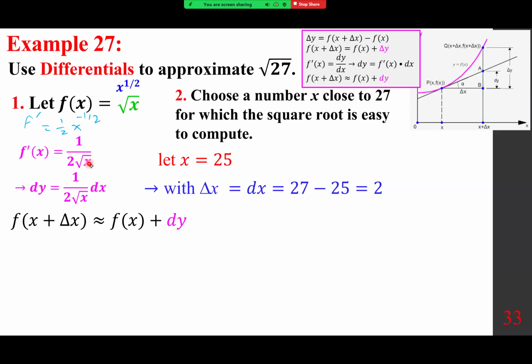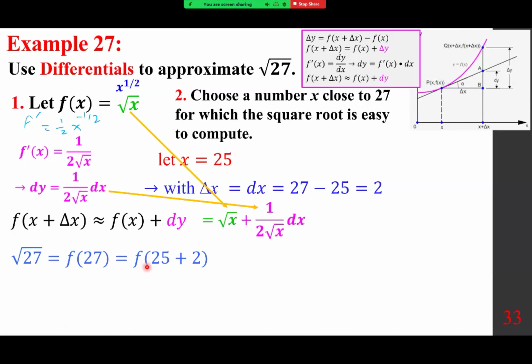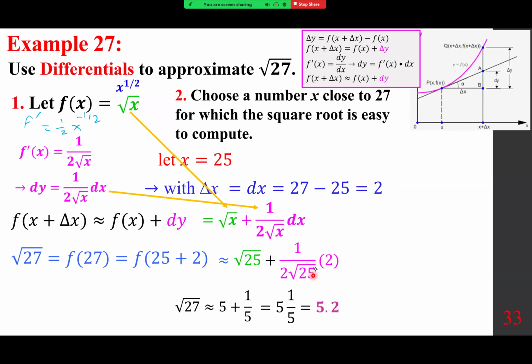Now we're going to replace everything. f of x with square root of x, and dy is 1 over 2 square root of x dx. We are in business. Square root of 27 means f of 27, which means f of 25 plus 2, so replace the x with 25 and dx with 2. Everybody knows square root of 25 is 5, so this is 5. These 2 cancel out, 1 over 5. 5 and 1/5 is 5.2. Now, if you look at the result from the calculator, with a bunch of decimals, if you were to stop at 1 decimal, they become identical. That's how close they are.